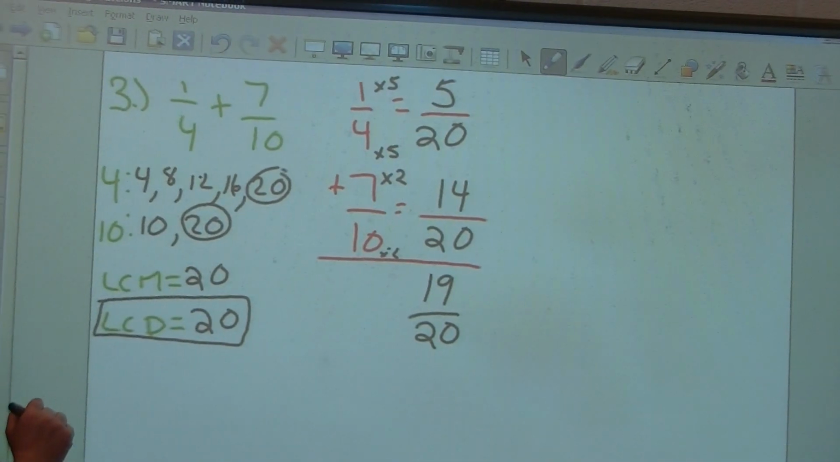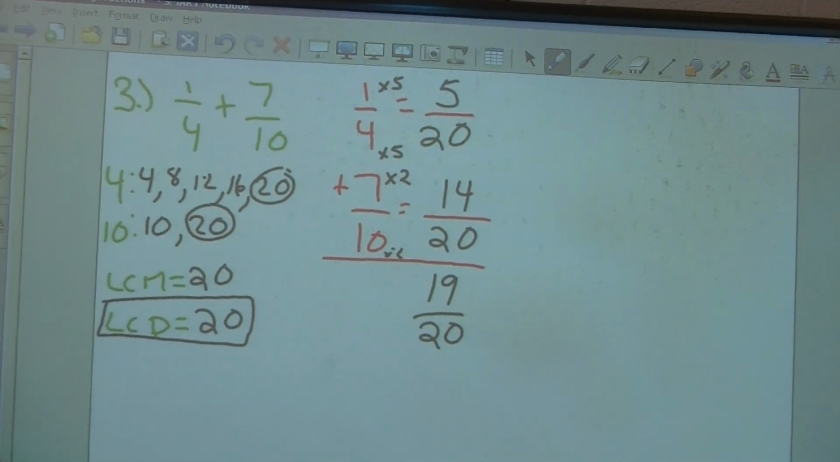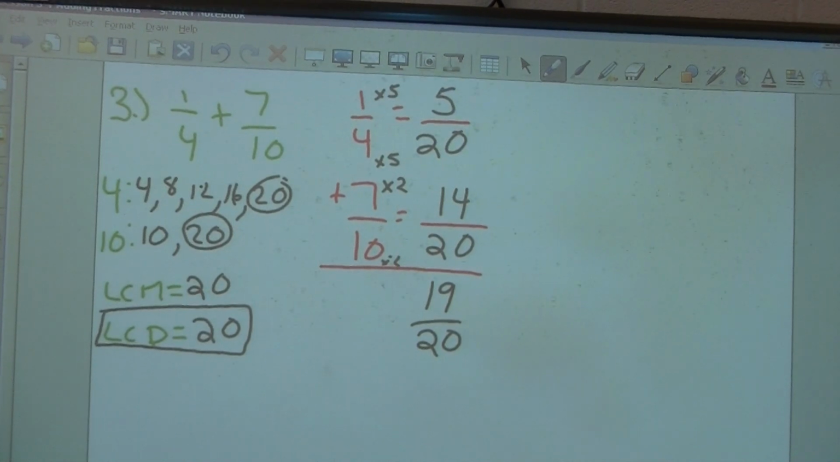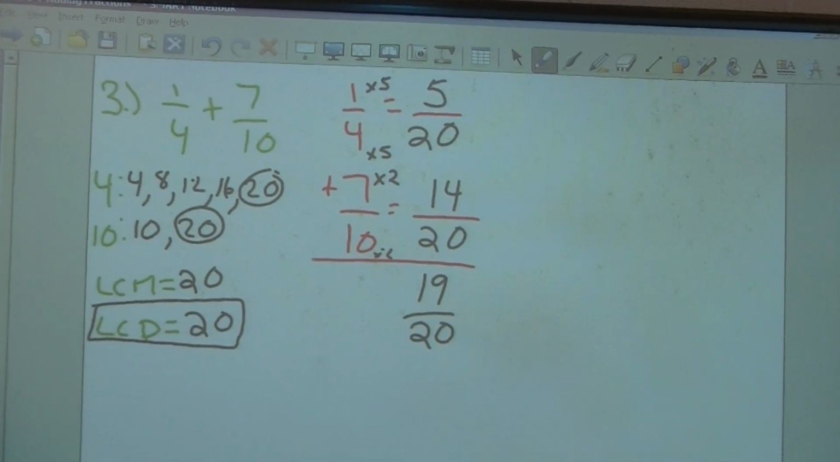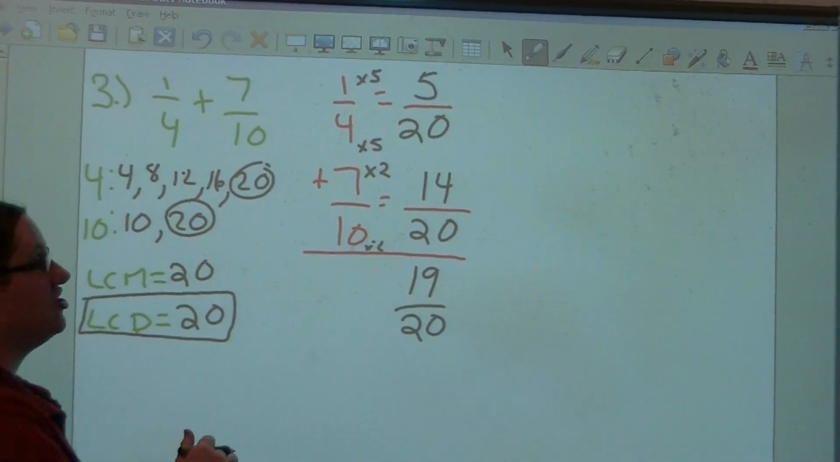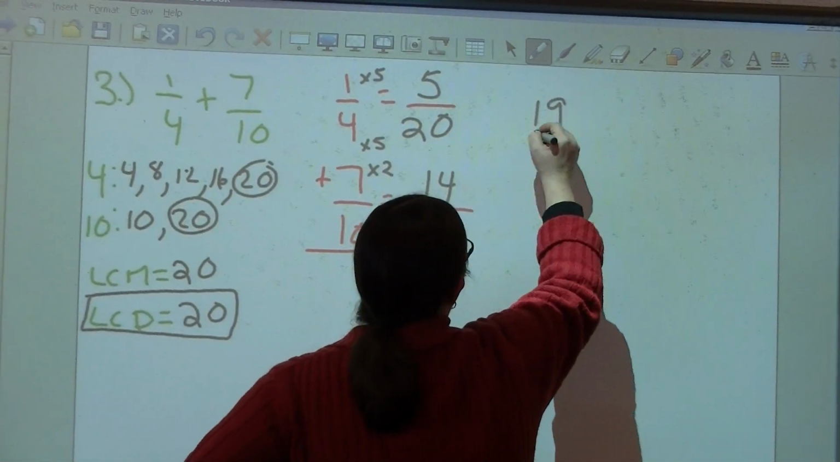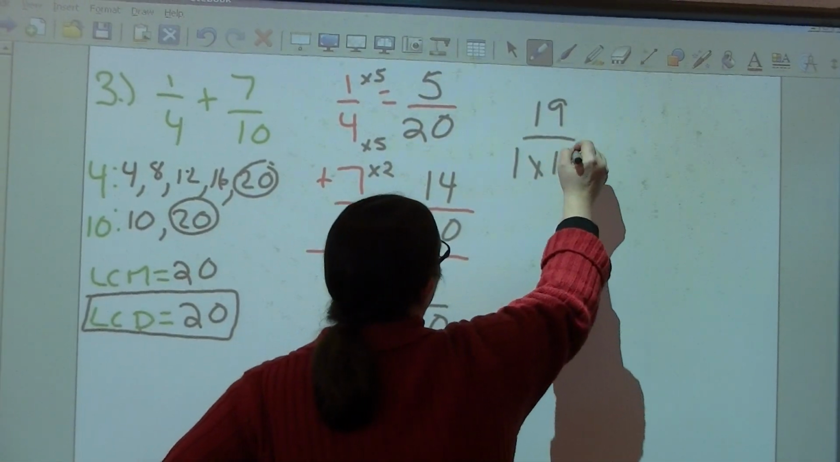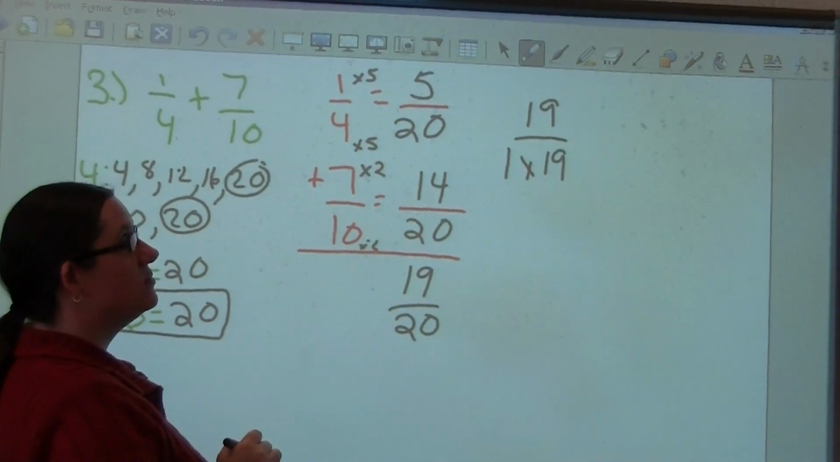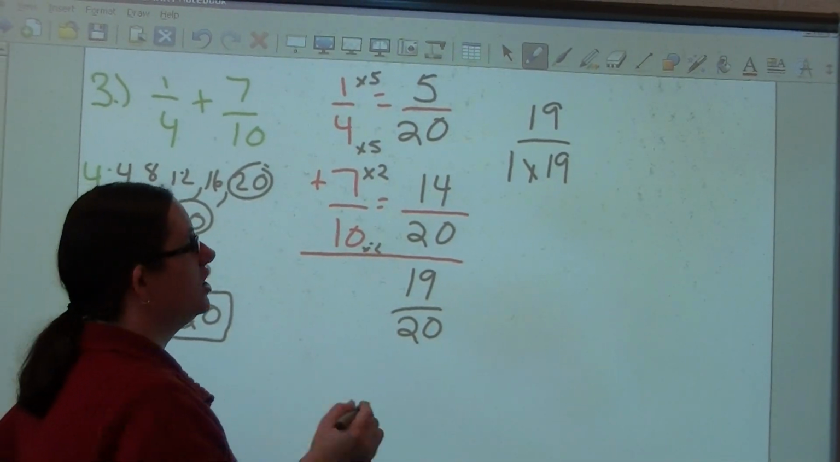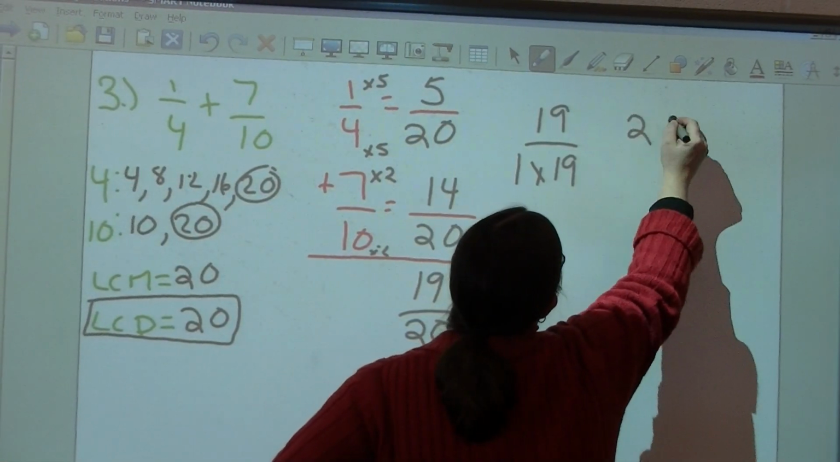Okay. Now we are at the point where we have to figure out, do we need to simplify or not? Can we divide 19 and 20 by anything? If you're not sure, then you got to do your factors. What are the factors of 19? 1 times what? 19. Anything else? Any other 2 numbers give me 19? No. Now we need to make factors for 20.